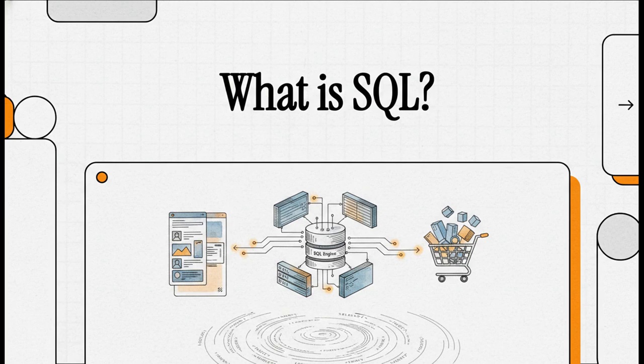You ever wonder how your favorite streaming service just knows what movie to recommend next? Or how your online shopping cart can remember what you put in it like a day ago? Well, the secret ingredient, the thing working behind the scenes of pretty much everything you do online, is this powerful language called SQL. So let's pull back the curtain and see what it's all about.